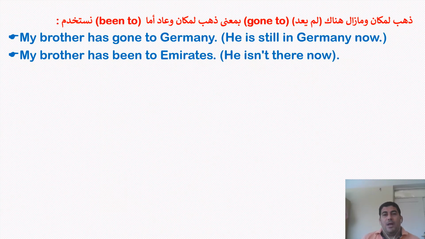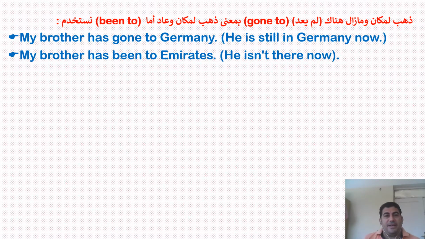But gone to means that this person is on the way to that place or has reached that place. Okay, like what? My brother has gone to Germany. He is still in Germany now, or he is on his way to Germany. But when you say my brother has been to Emirates, it means that he isn't there now. He is in another place, okay? He went to Emirates and came back, okay?